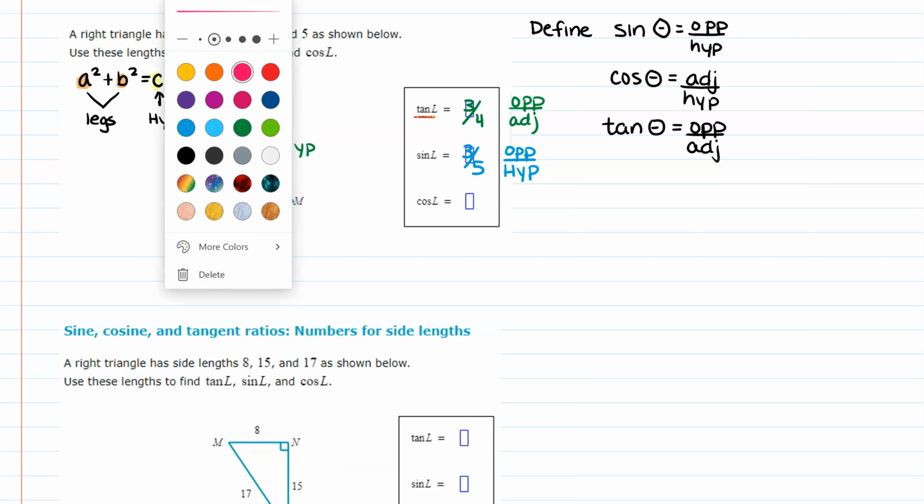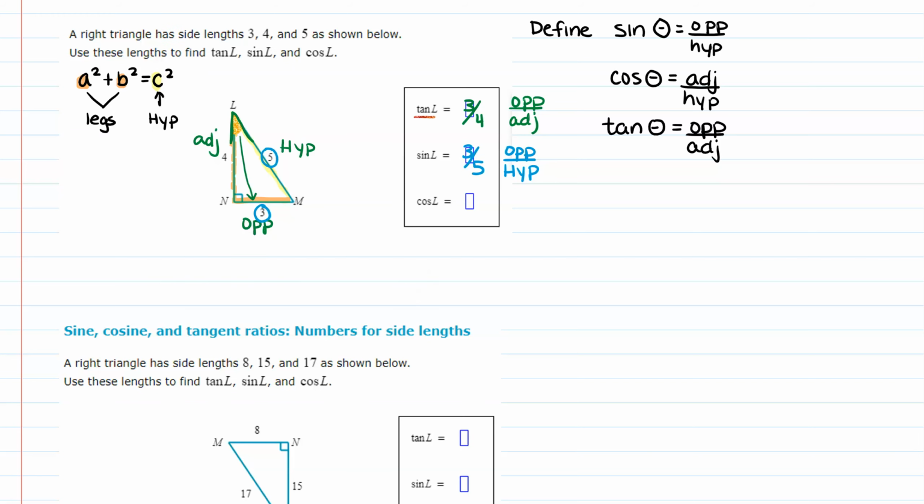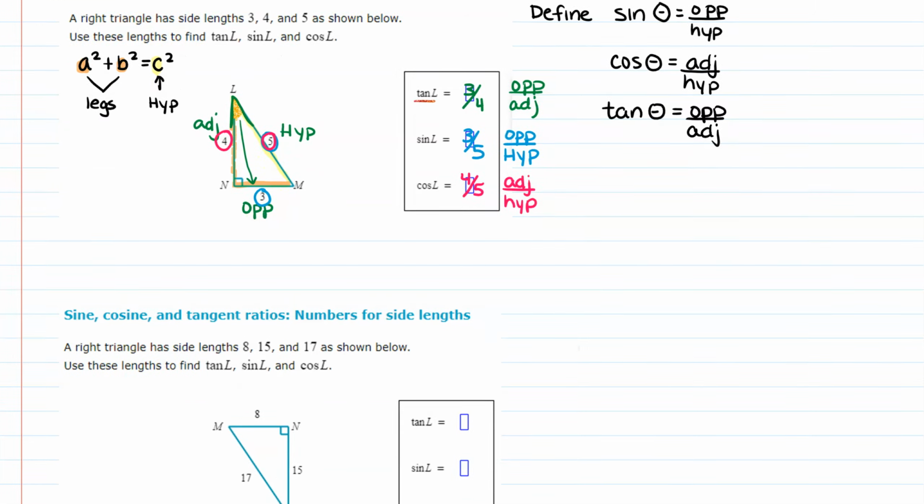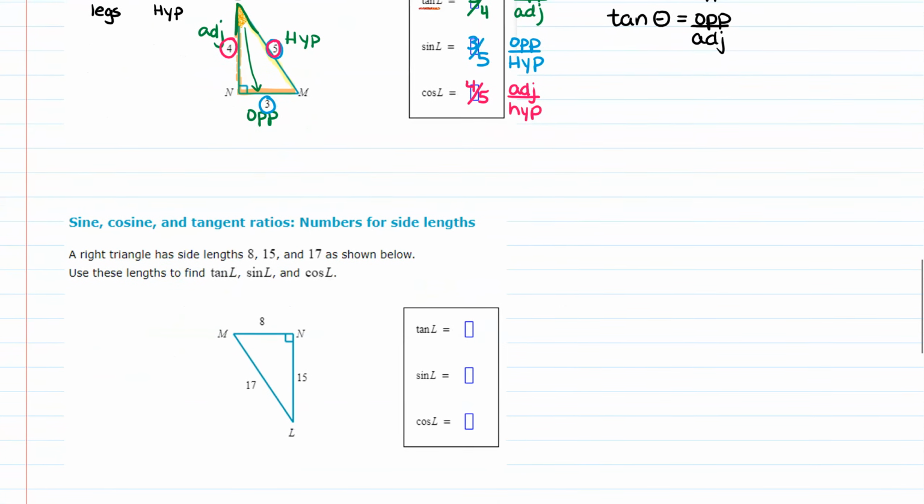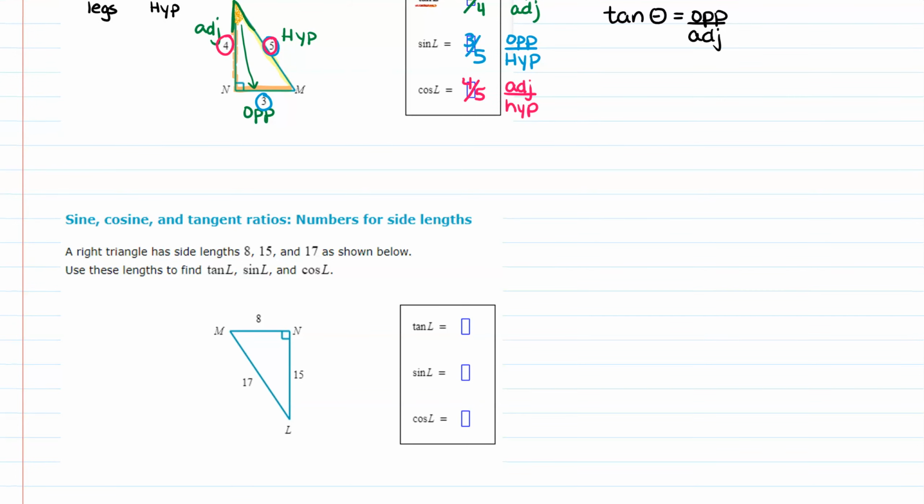And then last, let's do the cosine of L. So cosine is adjacent over hypotenuse. So the adjacent side is 4, and the hypotenuse side is 5. So the cosine of the angle L is 4/5. Okay, so now let's try it again. In this one, again, they give you all the sides, so we don't have to find anything right now.